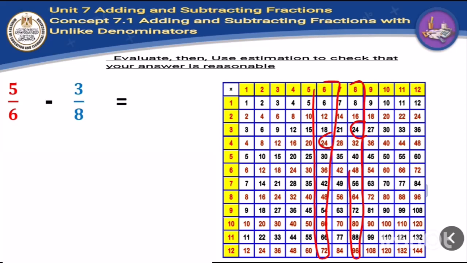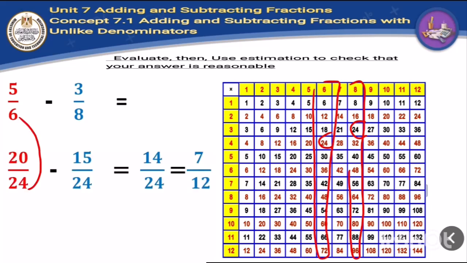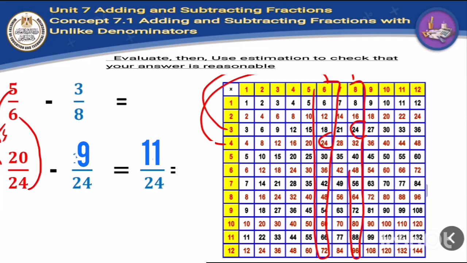Okay. 5 over 6. 6 changes to 24, multiplied by 4. So I will multiply 5 also by 4. 5 times 4 equals 20. The second fraction, 3 over 8, 24. 8 is multiplied by 3, so I will multiply 3 by 3 equals 9. And 20 over 24 minus 9 over 24 equals 11 over 24.